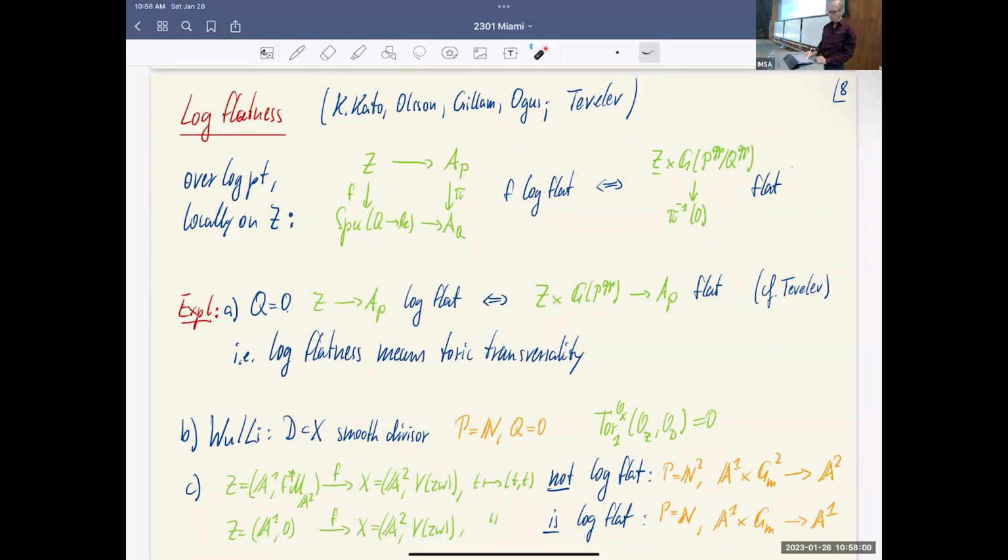Okay, so let's do some more concrete examples. Let's say Q is 0. So you're talking just about some subscheme of a toric variety, and you ask when is it log flat. That's Tevelev. So the definition is you just look at when the torus action defines a flat map to your torus, to your toric variety. So log flatness means toric transversality. Then the Wu-Li paper is a special case of the log structure for the smooth divisor. So in this case, you take P equals N, Q equals 0, and then log flatness relative to this divisor means a vanishing of this Tor. So this means that there are no embedded components of Z inside D.